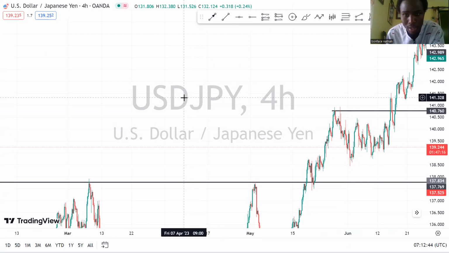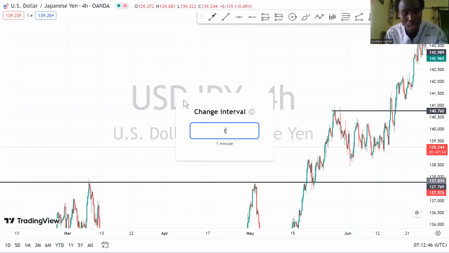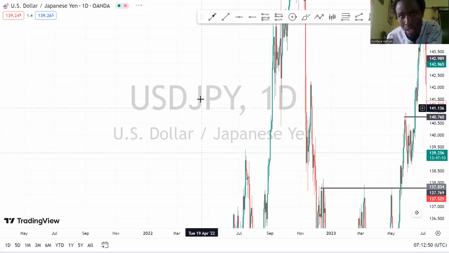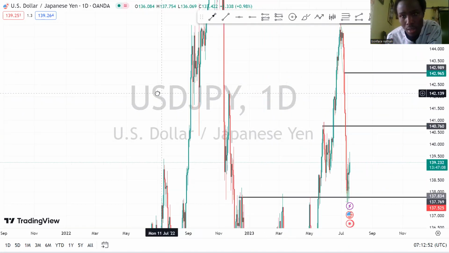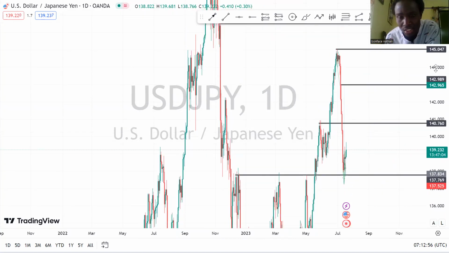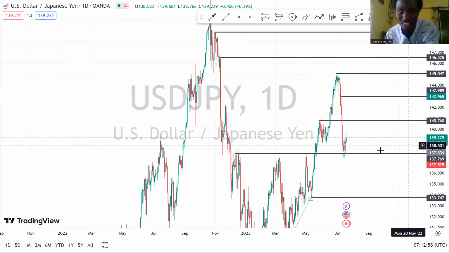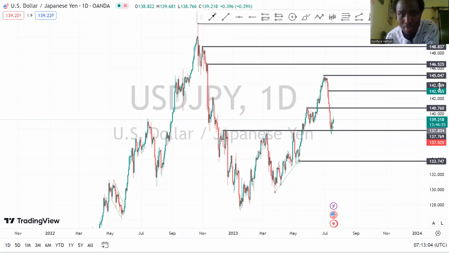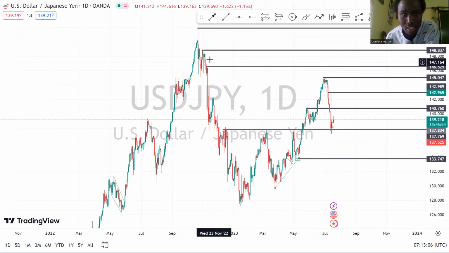I normally start from the daily time frame. I go to my daily time frame just to find the momentum, or rather the direction of the market. From the daily time frame, what I'm interested in is the direction of the market.